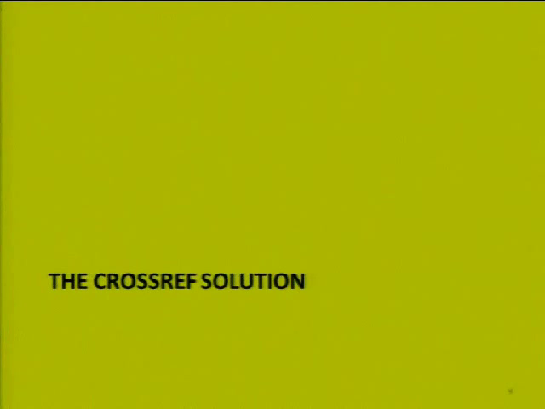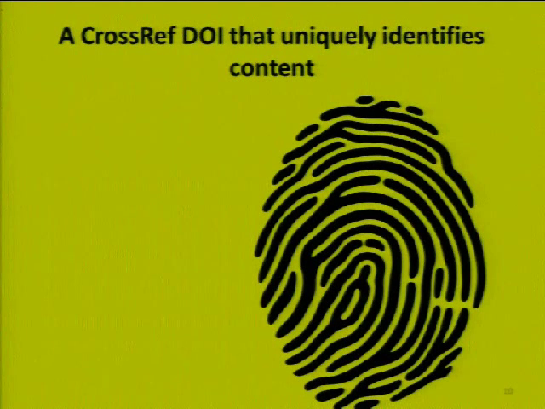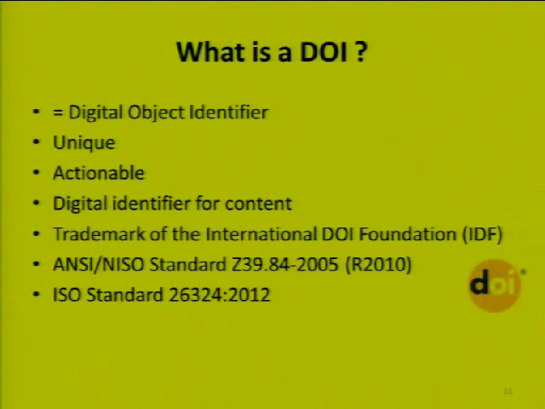So the solution, and particularly with CrossRef, is like a thumbprint, a unique digital object identifier that identifies the content. Now, this is not the URL, this is the content, this is the whole package. So it's the content itself and where you can find that content. So technically, what is a DOI? It stands for Digital Object Identifier. It's a unique number, like an ISBN for a book, that identifies the content. Now, this was not invented by CrossRef.